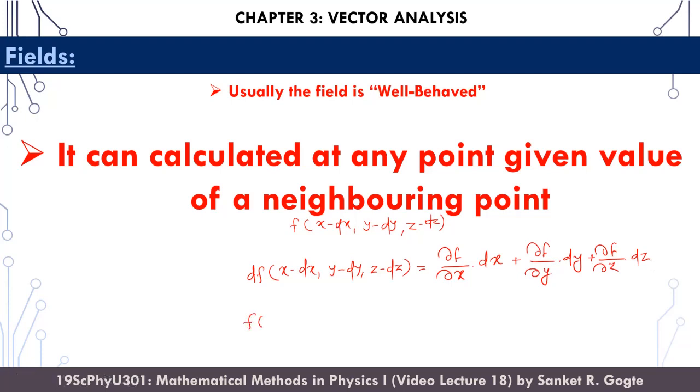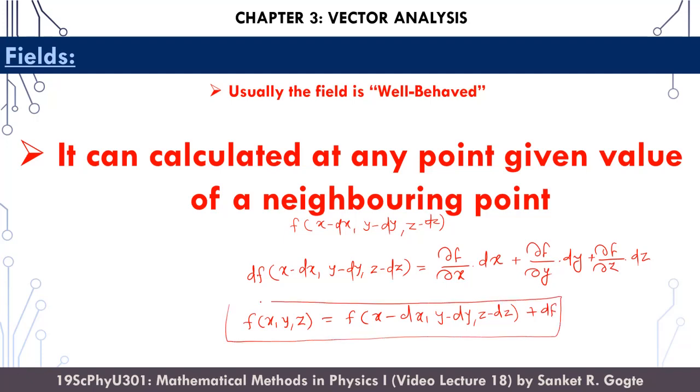And once we have this total differential, we can calculate the function at required point x, y, z by considering this addition of function at x minus dx, y minus dy, and z minus dz plus df. So in this way, we can calculate a function at a given point by using the value of the function at neighboring point. And when I say our function is well behaved, this is what I mean. We should be able to calculate the value of the function at any given point by using the function at one of the neighboring points.